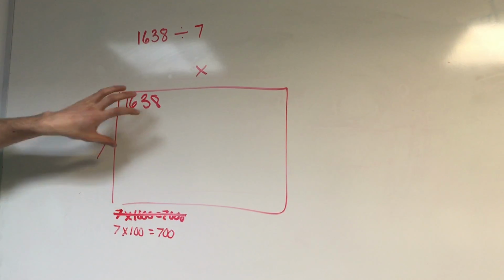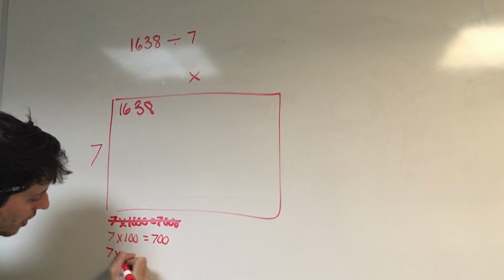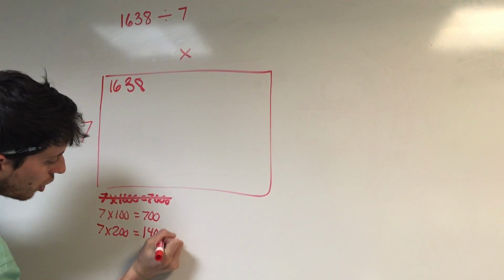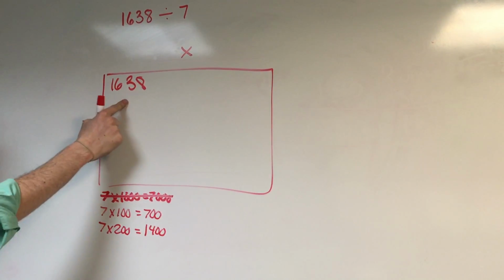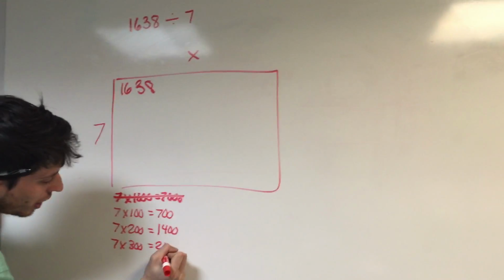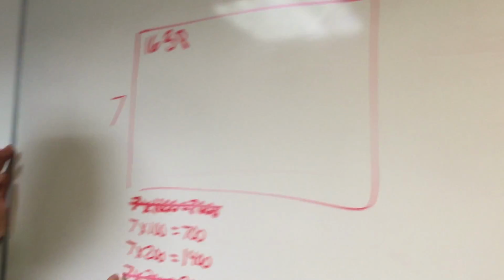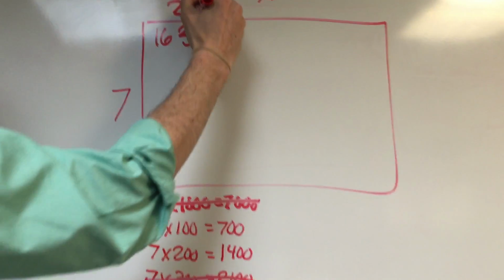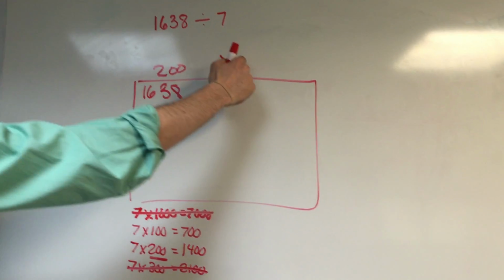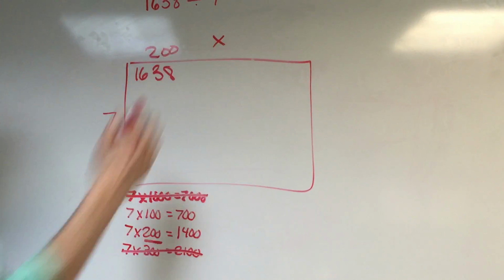Again, I'm trying to figure out each section and I'm not over my grand total, so I'm going to try 7 times 200. 7 times 200 is 1,400. I'm not over my total yet, so I'm going to keep trying. 7 times 300 equals 2,100. Because this is greater than my total, I know that doesn't work. I'm going to put 200 up top here. The reason I put 200 up top is because I know x. I'm trying to figure out this whole thing, so I know 200 is part of that x.